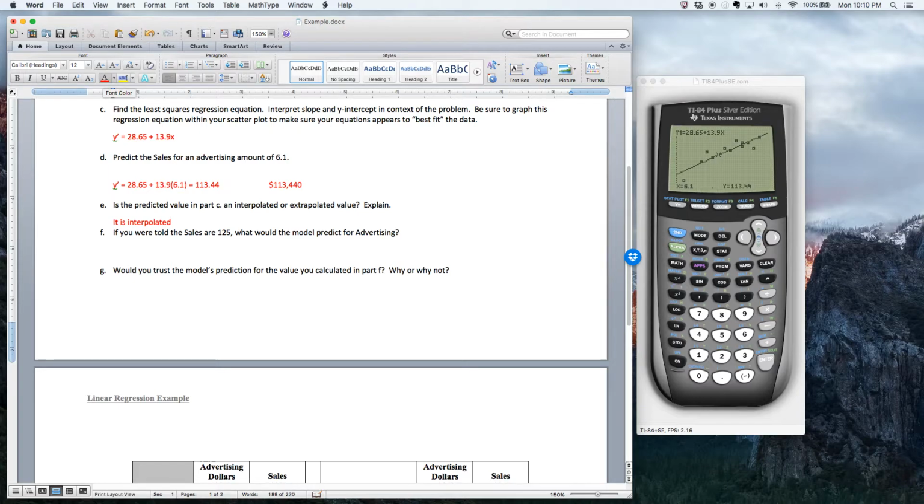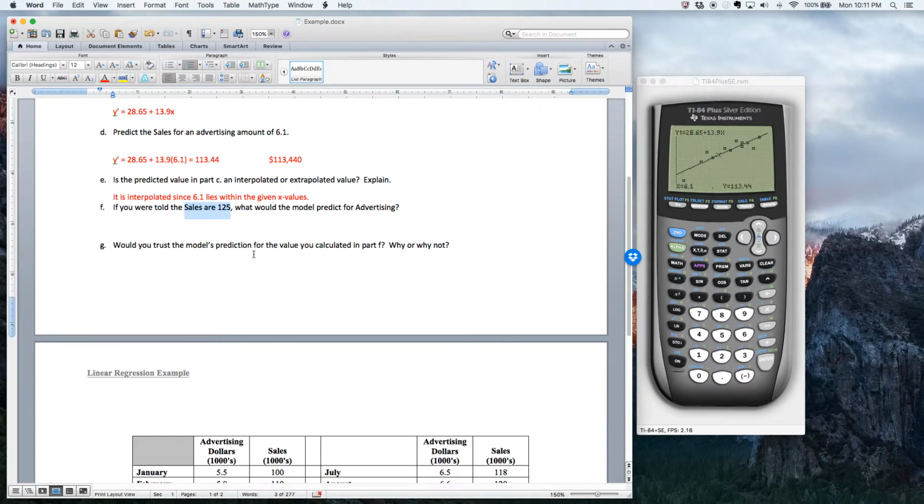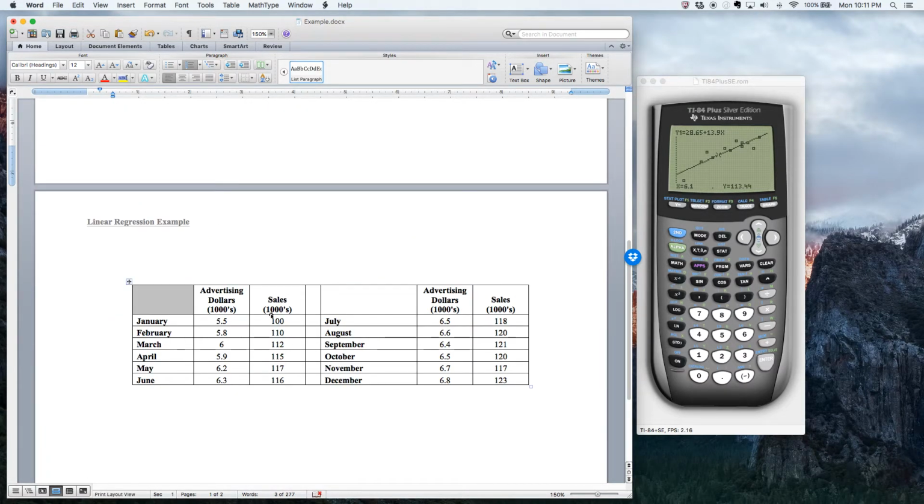It is interpolated since 6.1 lies within the given x values. Okay, let's look at letter F now. Letter F says, if you were told the sales are 125, what would the model predict for advertising? All right, so wait a second. Sales are 125. Well, sales is Y.